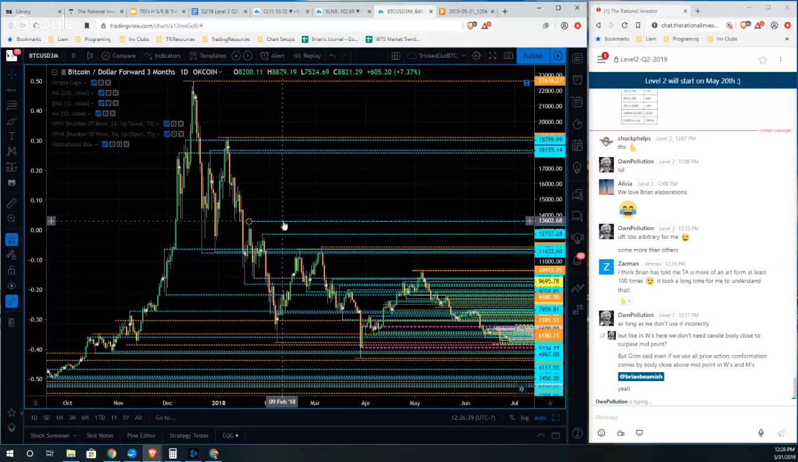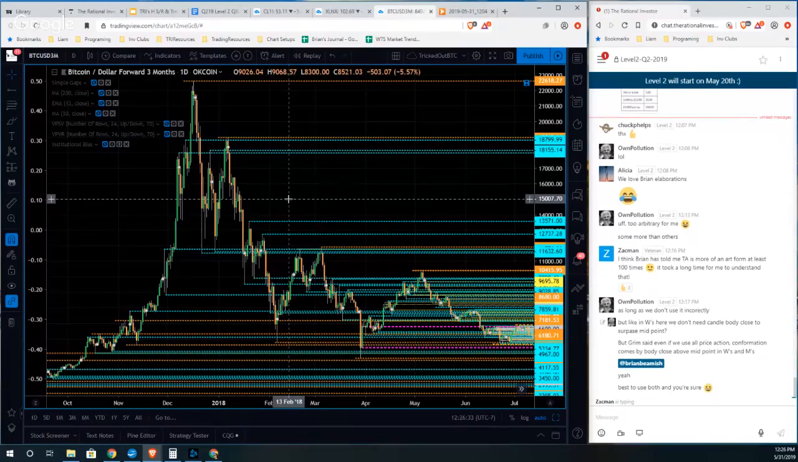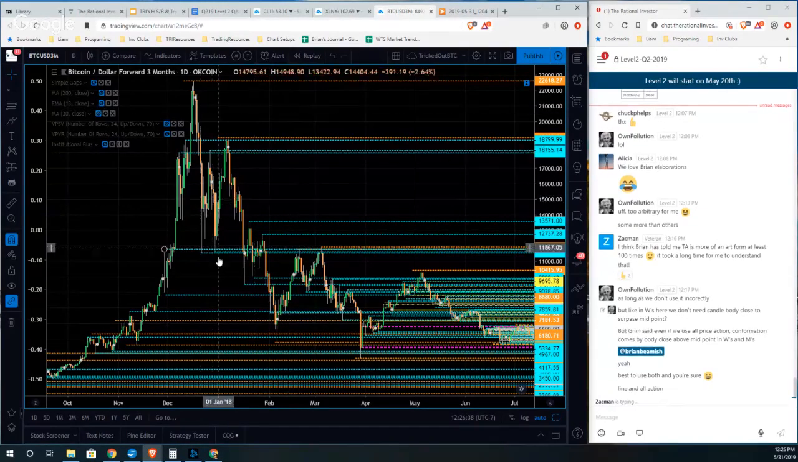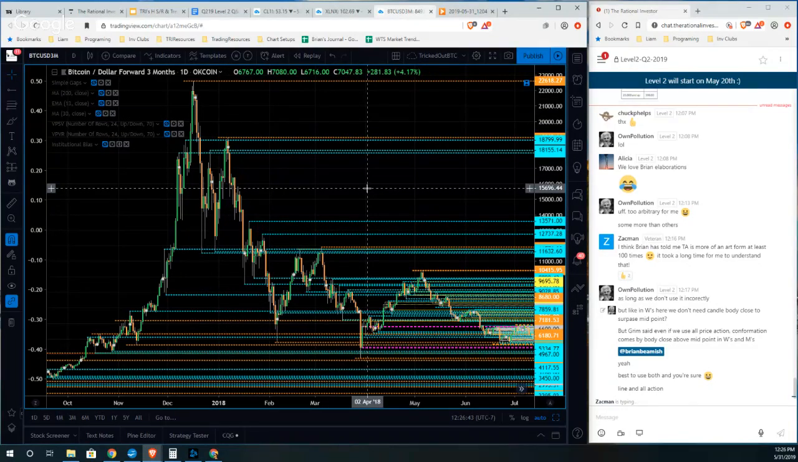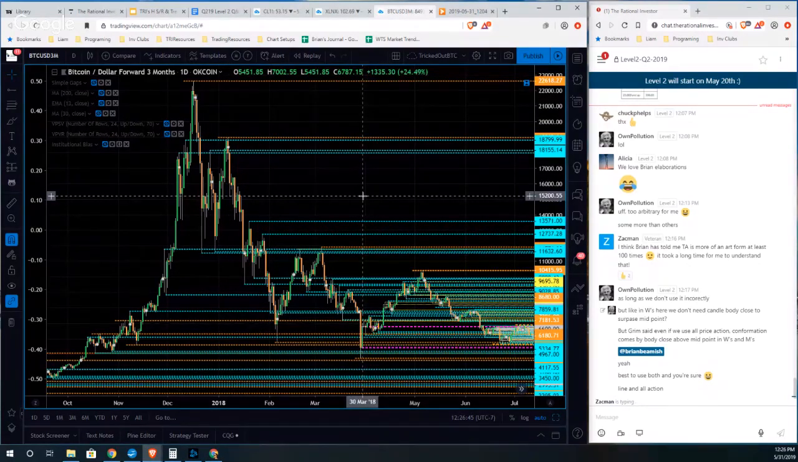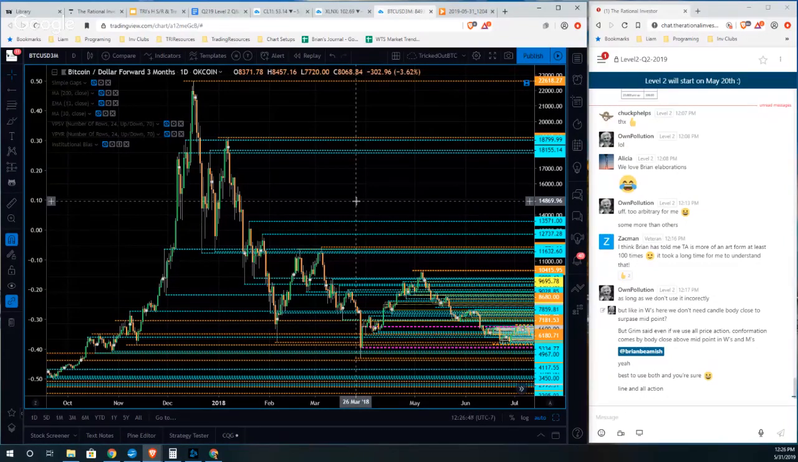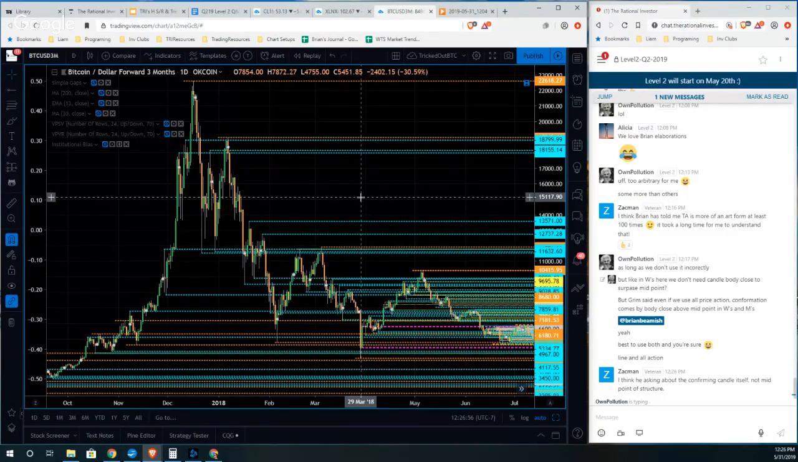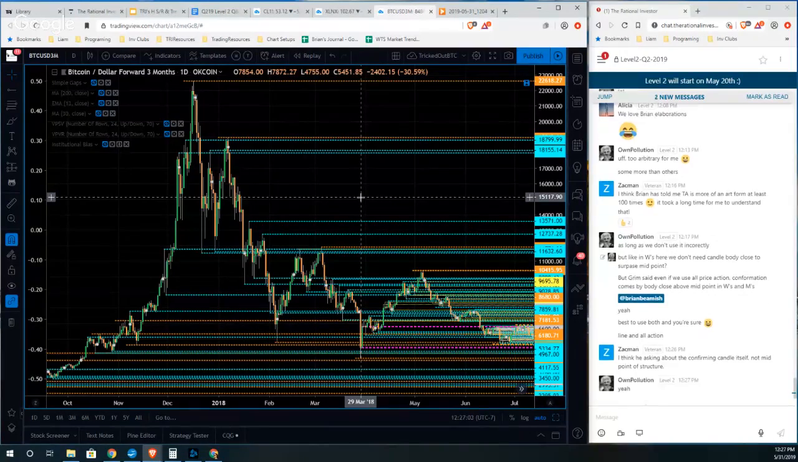So I think, if you ask this question, you want to default to wicks and tails, all of the price action, and then just move back and forth between clotheslines. I think he's asking about the confirming candle itself, not the midpoint of structure.